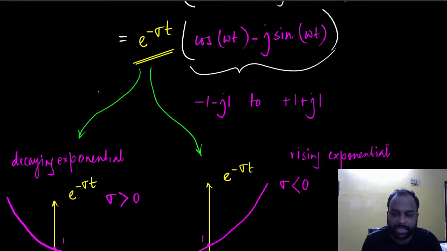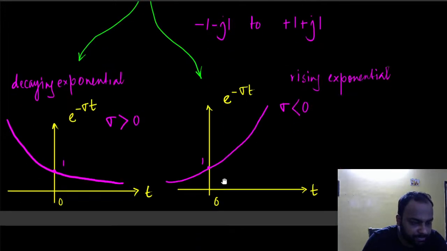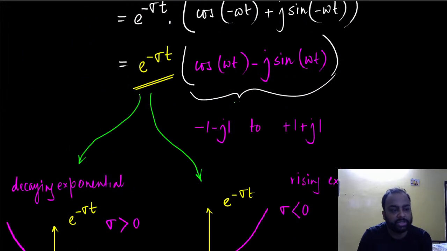No, we cannot. Someone is asking if we can expand e to the power minus sigma t. No, we cannot, because in Euler's definition, this was the definition, e to the power j theta. It has to be a purely imaginary number, but s is not a purely imaginary number. S is a complex number. So with that said, this is the portion. Try to understand now.